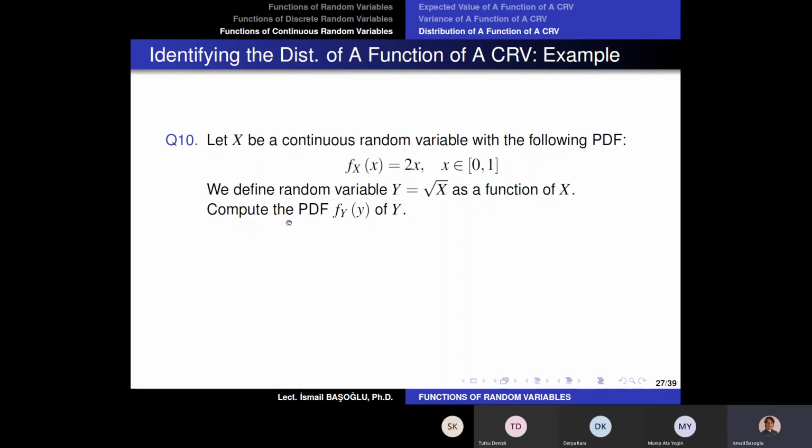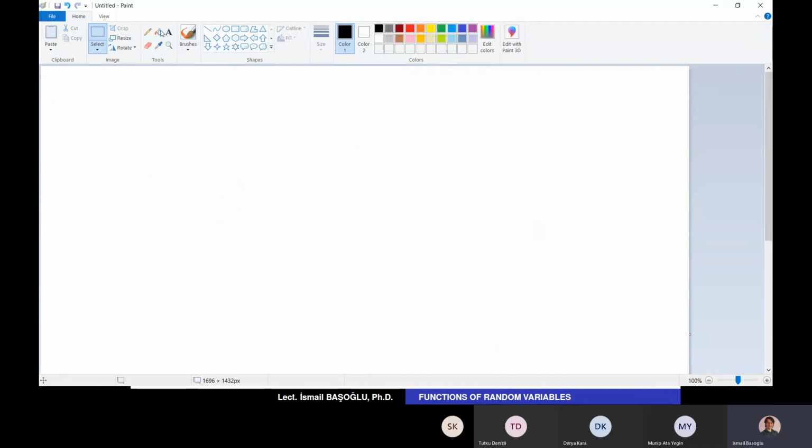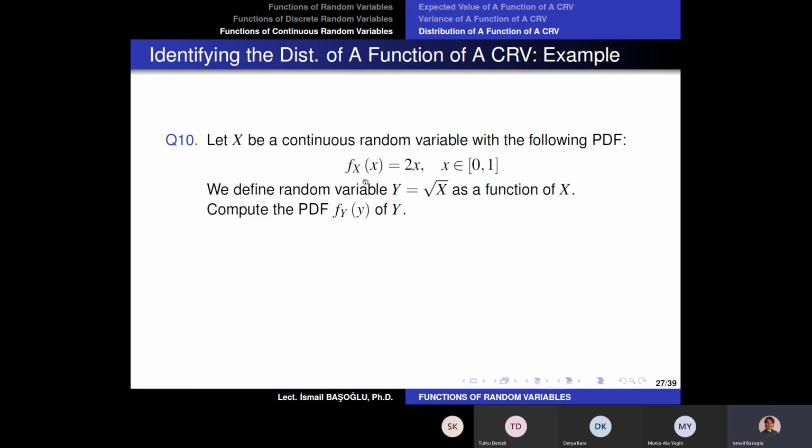The question asks me this: what is the distribution of y? Or in other words, what is the probability density function of y? We know the probability density function of x. What is the probability density function of y, it says? So let's start with the first step. What is the first step here? The first step is the determination of the possible values of y. You see, random variable x can take any real value within the interval 0 to 1.